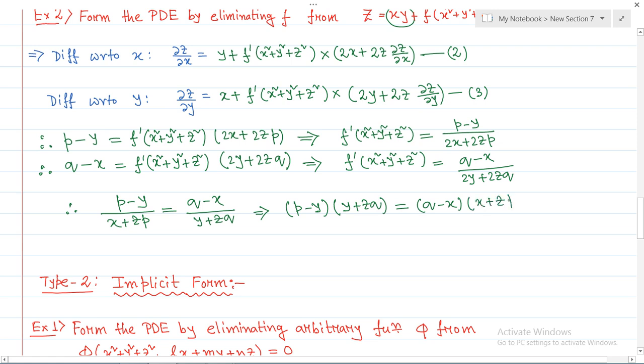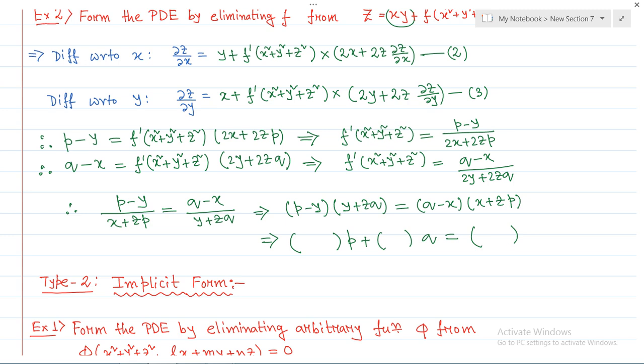You can leave your answer here, or you can rearrange it as something into small p plus something into small q equals to some other elements. Just open the bracket, multiply and take common p, take common q, and the rest of the terms on the right hand side. So that is going to be your partial differential equation.